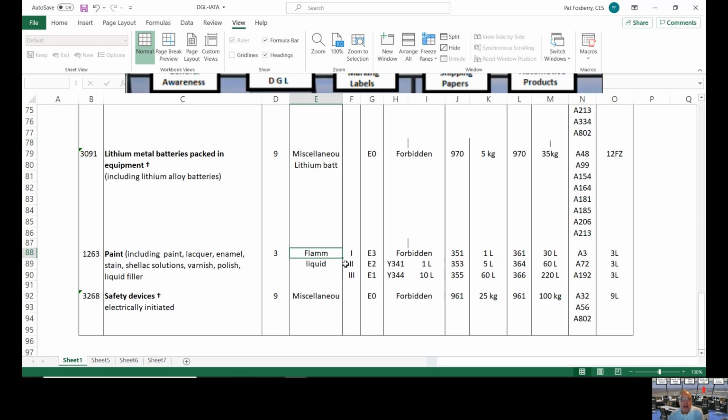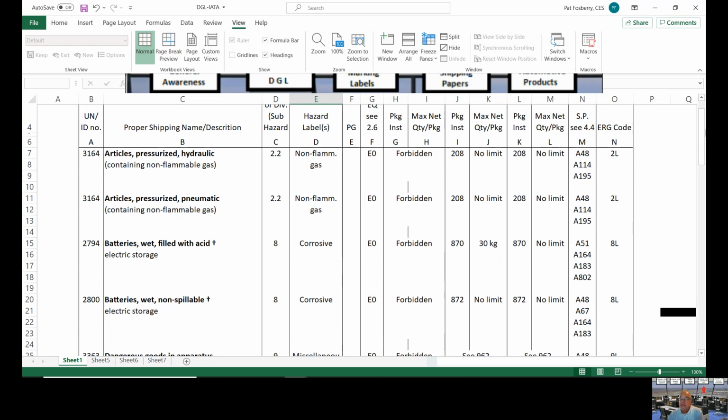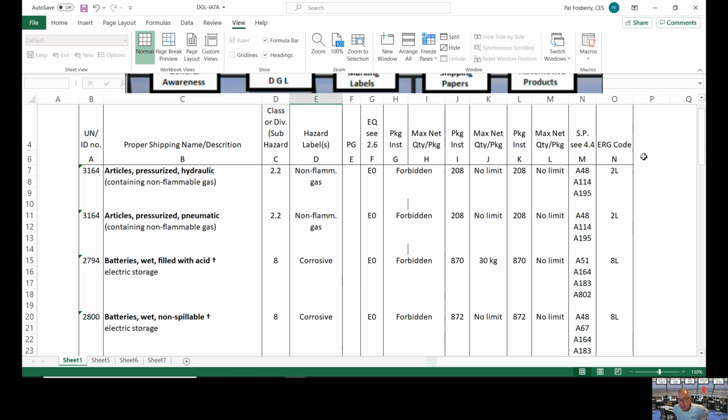My guess is most of yours fall into a packing group 2 or packing group 3, but you have to keep an eye on that. And as you know, very important to remember, packing group 1 indicates the greatest level of danger. Packing group 2 is a moderate danger. Packing group 3 is a minor level of danger. So that's important because that's what you use to select your packaging.